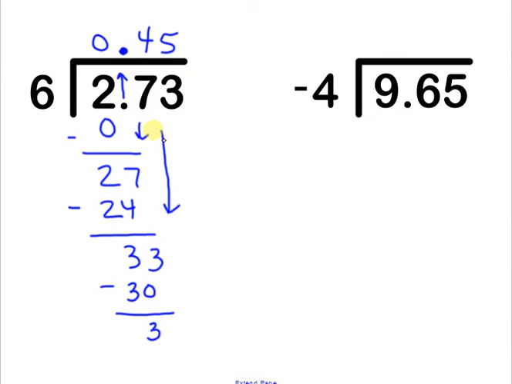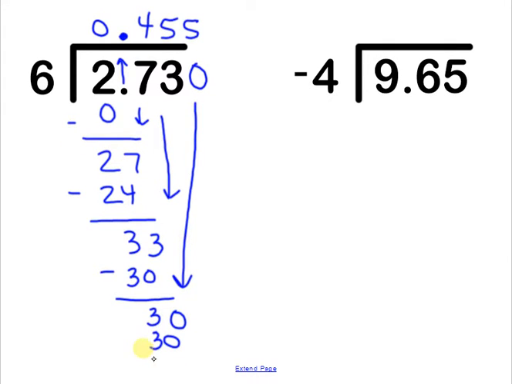Now, I don't have anything else to bring down, but I cannot have a remainder. That's the whole point of dividing decimals. So what I do is I add a 0 onto the end and I bring it down. I can add on as many zeros as I need to in order to finish solving the problem. So I'm going to add that 0 and I'm going to bring it down. 6 goes into 30 5 times. 5 times 6 is 30. 30 minus 30 is 0. And I have a positive divided by a positive, and so my answer is 0.455.